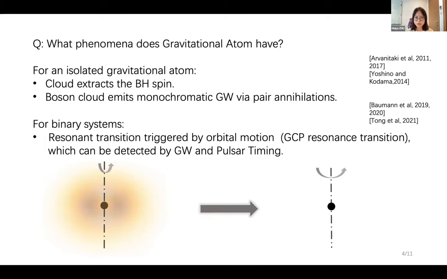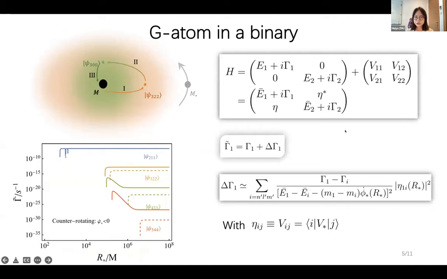These fields are well studied, but all these phenomena require the cloud to be stable enough and long-lived. But actually, it is possible that the superradiance can be terminated at a very early stage, or even the superradiant state can be absorbed by the black hole if we introduce a binary companion inside.